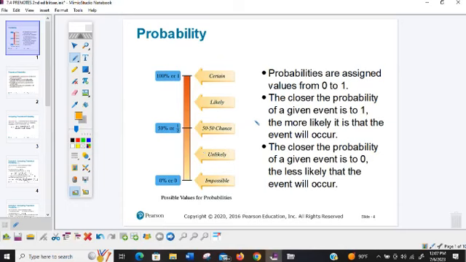All right, in this section, we're going to talk about probabilities. Probabilities are between 0 and 1. That's what the numbers can be, between 0 and 1. If you're talking percents, it's 0 to 100. The closer the probability is to 1, the more likely it is to occur. If the probability is closer to 0, the less likely it is to occur.